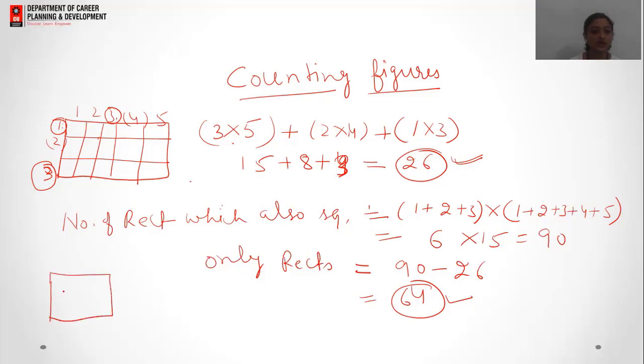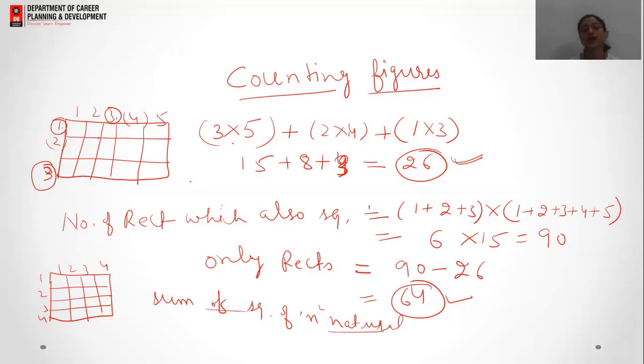And let's suppose that there is a figure in which the number of rows and the number of columns are the same. Let's suppose 1, 2, 3, 4 and 1, 2, 3, 4, so 4 rows and 4 columns. And we have to find out the number of squares. To find the number of squares, we can also use the sum of squares concept, the sum of squares of the first n natural numbers.